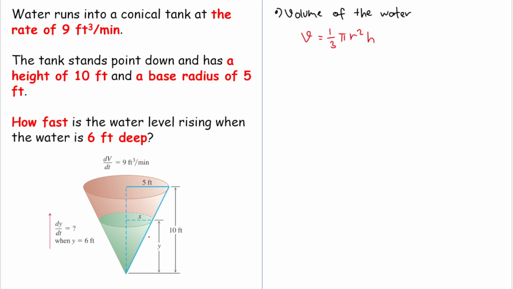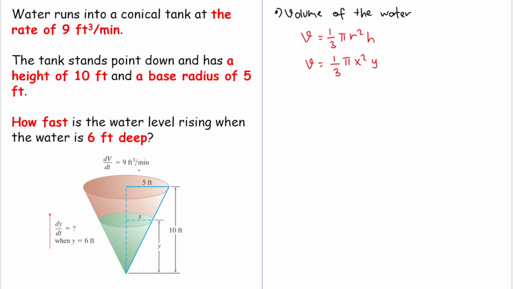But let's see the labels given by the problem. The radius here is x and the height is y. So we can just plug that in. We'll have V equal to 1/3 pi, then x squared, and the height of the water is y. Good. I think we can stop here. And we need to find a way to write this as a one variable function.